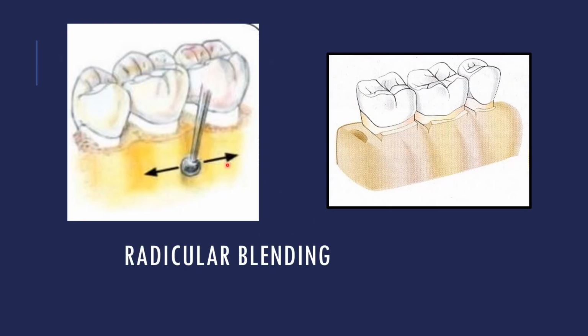This is the radicular blending, as I told before, where we are blending the bone over the entire radicular surface. This instrument can be used to do the radicular blending, and this is the end result after radicular blending.